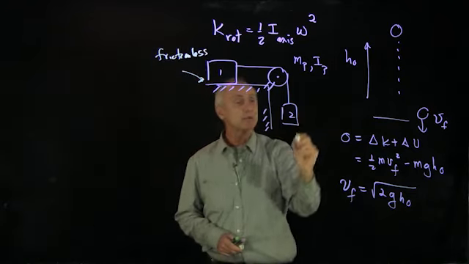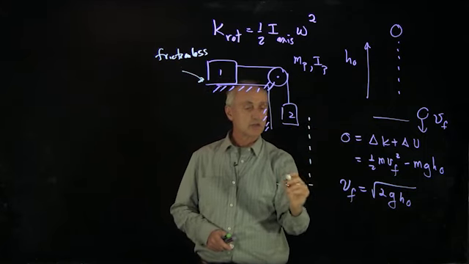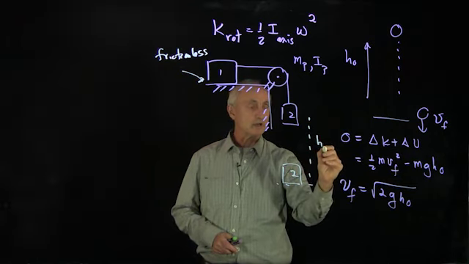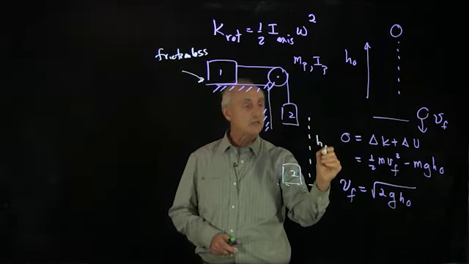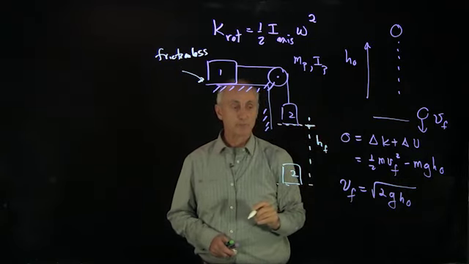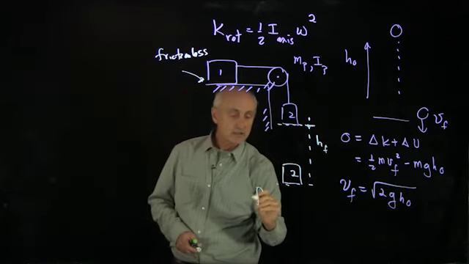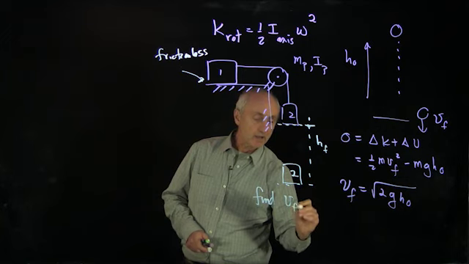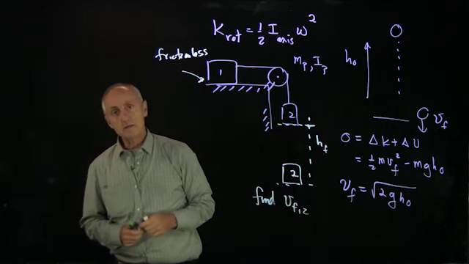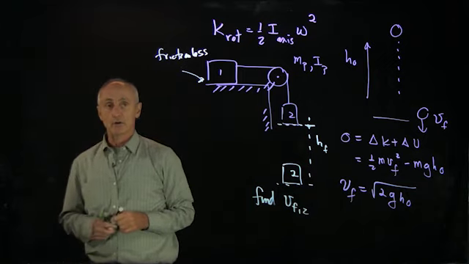And suppose that block 2 falls down a certain distance. So in the final state, block 2 will have dropped a distance h final from its initial position. And what we'd like to consider is to find the final velocity of block 2. So we begin in the same way that we've done this before by considering our energy diagrams.